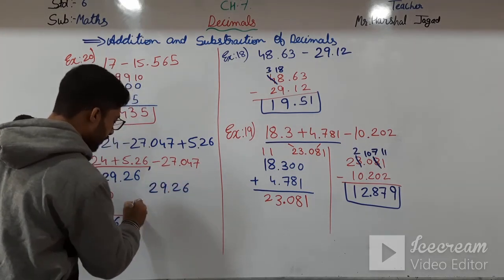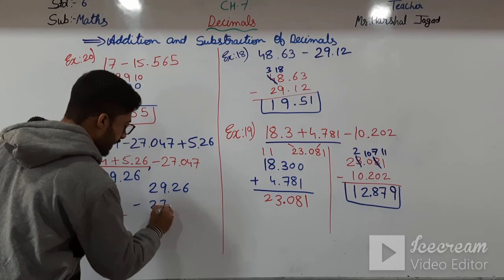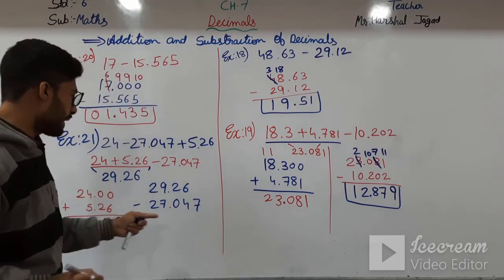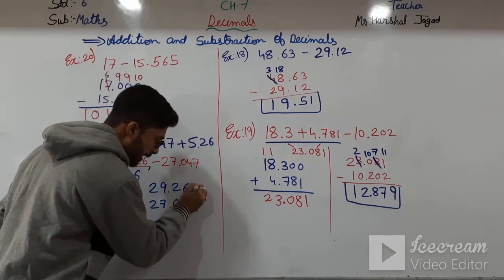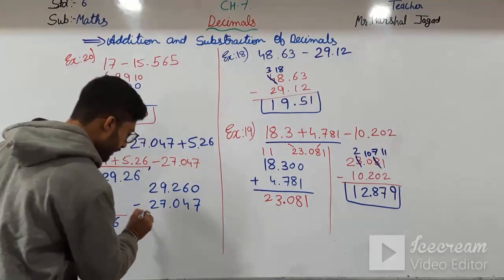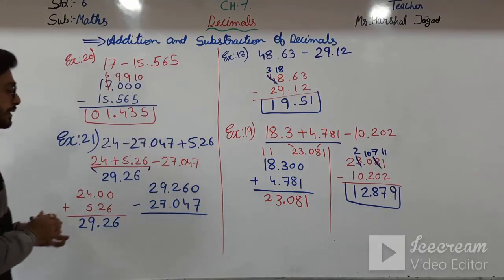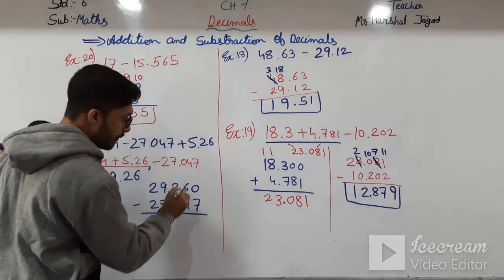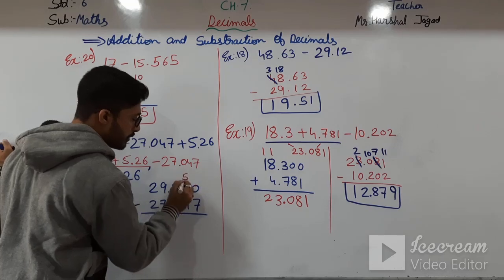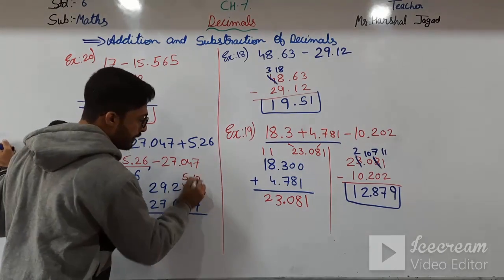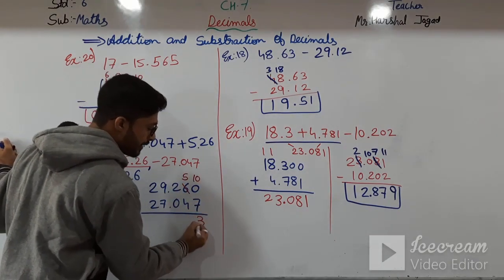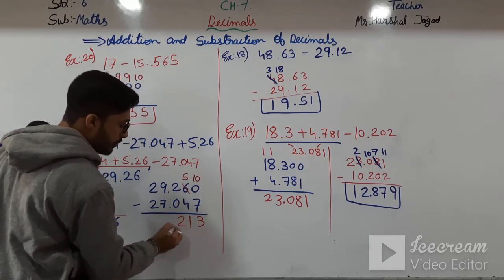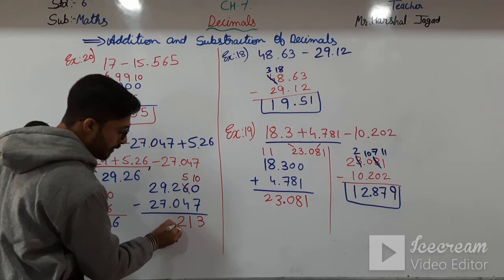Okay, so 29.26 minus 27.047. So here there is nothing, so I can write here 0. Now calculating this from here, 0 minus 7 will not happen. So we will borrow this. So here it will be 5 and here it will be 10. So 10 minus 7, that is 3. 5 minus 4, that is 1. 2 minus 0, that is 2. And here a decimal point.